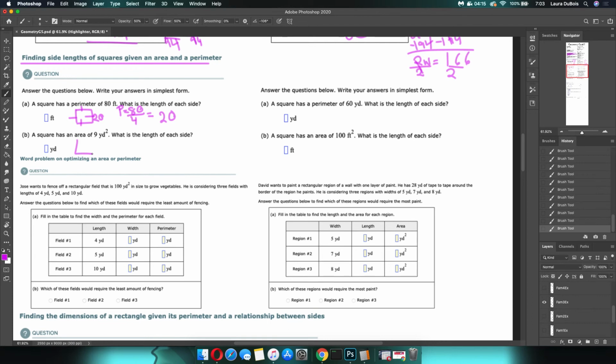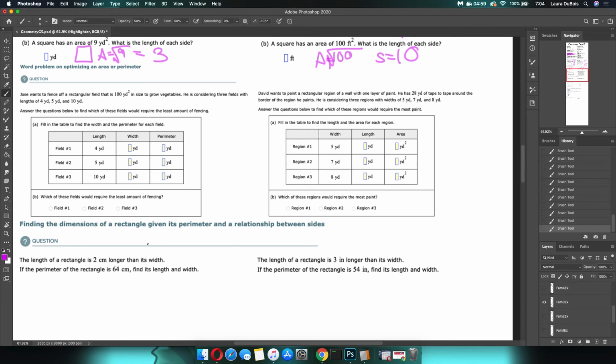The square has an area of 9. Well, area is base times height, right? So what's root 9? That's going to be 3. The square has a perimeter of 60, so perimeter is going to be 4 times the side, which means 60 equals 4 times the side. Divide by 4, the side is going to be 15. Area equals 100, so just take the root, and the side length is going to be 10. This one you possibly may have already gotten on the initial knowledge check. It's really straightforward.